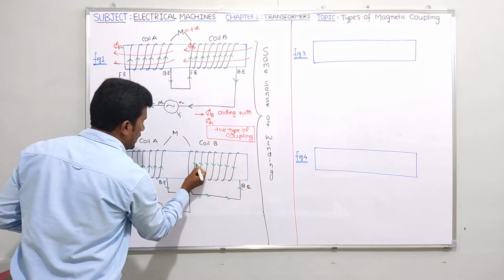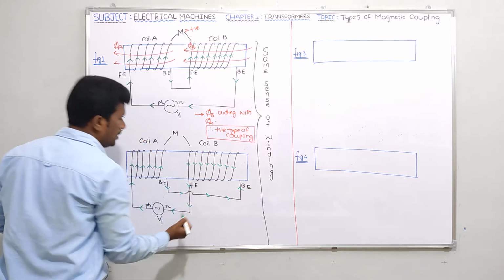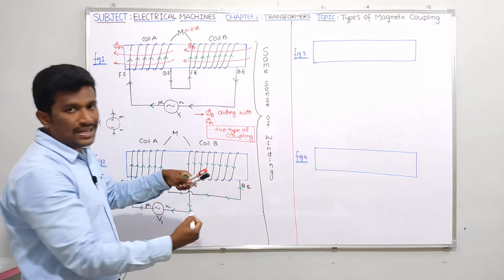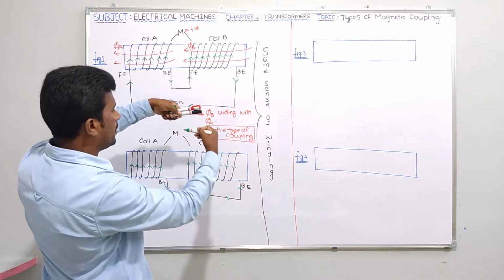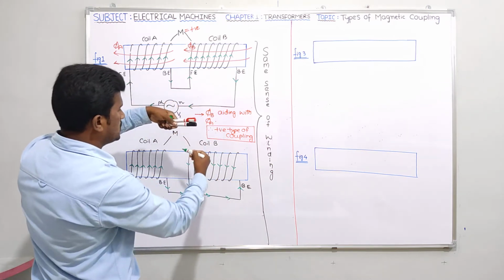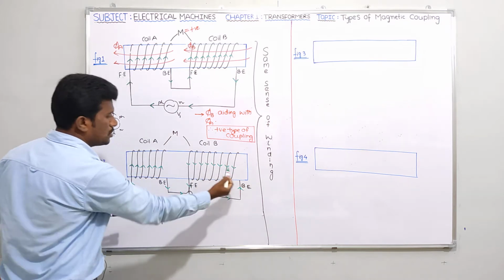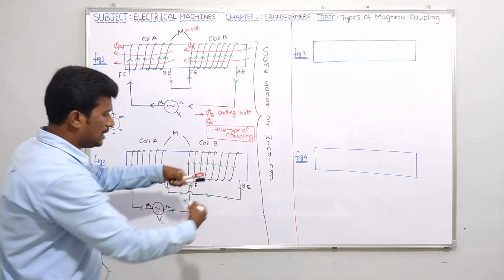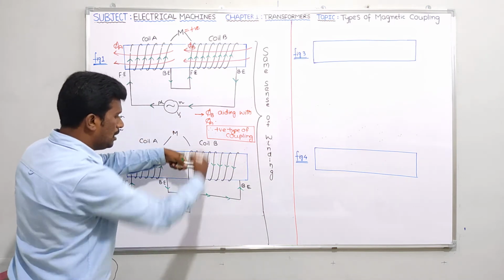Please try to understand. You should be very careful in assuming. Since current is entering at back end, you should show current is entering at back end like this, leaving at front end. This arrow mark indicates the direction of current: entering at back end, leaving at front end. These arrow marks all indicate the direction of current leaving from front end.